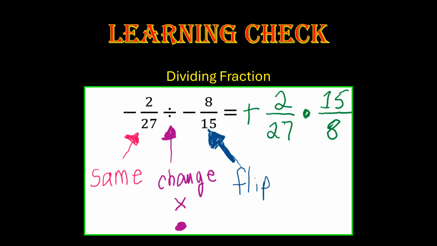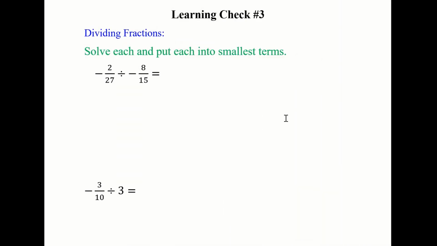In our next learning check, we will divide fractions. We will divide one fraction by another fraction, as well as divide a fraction by a whole number. The instructions say solve each and put each into smallest terms. That means simplify. It means you're going to have to do some cancellation if you can. Sometimes you can't, but let's see if we can in each of these.